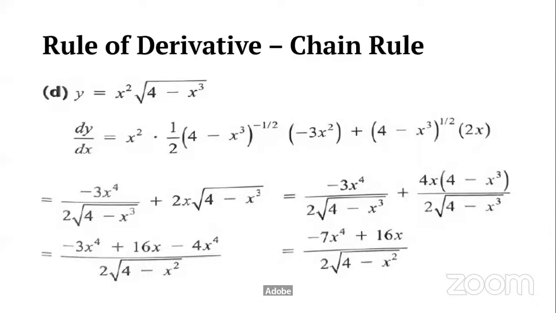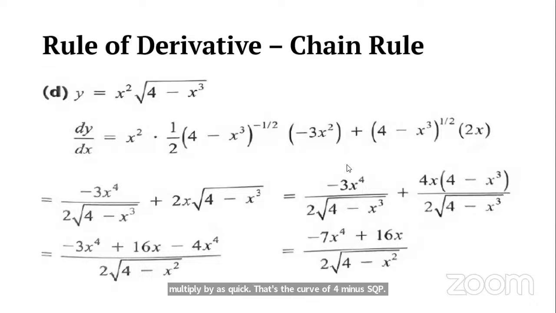Okay, so the first step is we have to treat the s squared and the square root of 4 minus s cubed as a product. Aside from treating those two as a product, the square root of 4 minus s cubed must be solved using the chain rule. So we will differentiate s squared and maintain the square root of 4 minus s cubed, plus the differential of 4 minus s cubed, then we multiply by s squared.